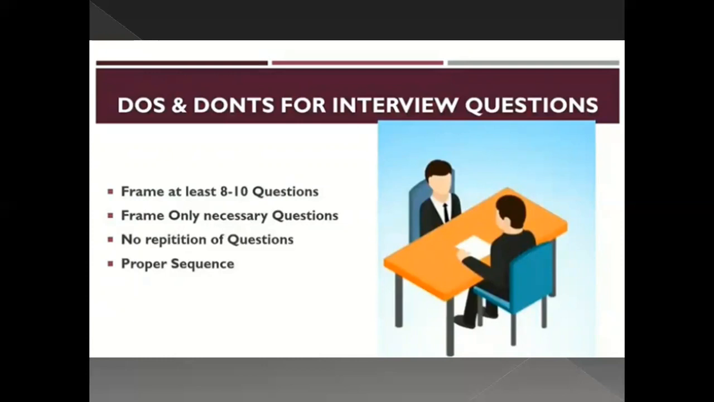Also, there should be no repetition of questions. You do not have to repeat a question. If you have asked a particular question once, then you don't need to ask it again by framing it in some other way.